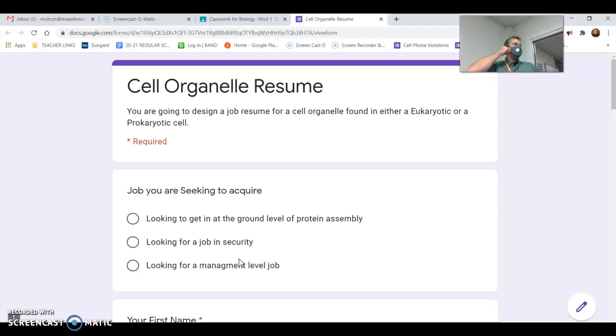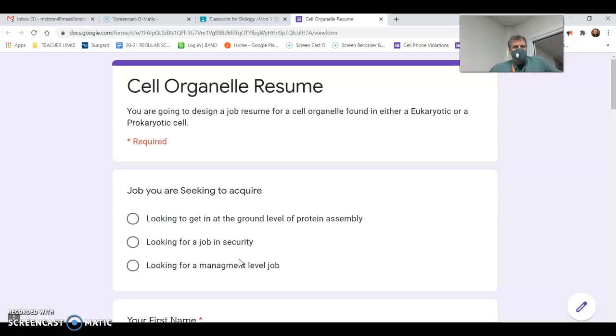You're seeking to acquire a job. So you have to think about what is it your cell is going to be doing. And so that we can all see this at the same time, I'll sync that one. And the job you are seeking to acquire. So you're thinking about this. And when you're thinking about this resume that you're building, are you looking to get in at ground level of protein assembly? Well, there are several organelles in eukaryotic cells that are very specific, that are designed for protein assembly.